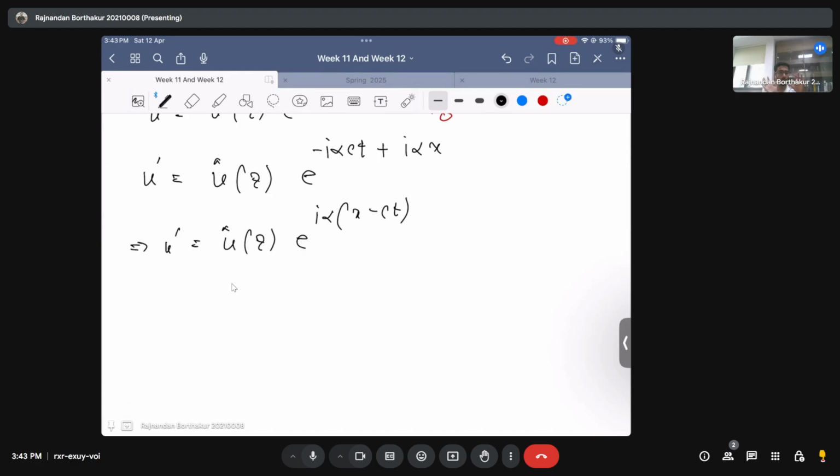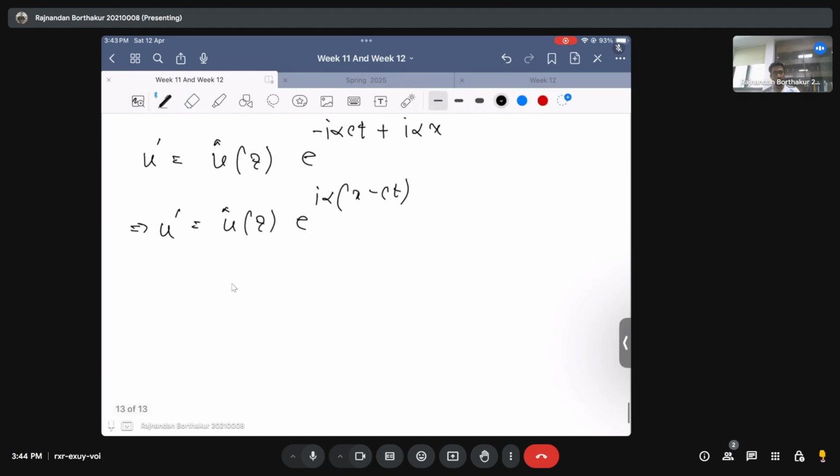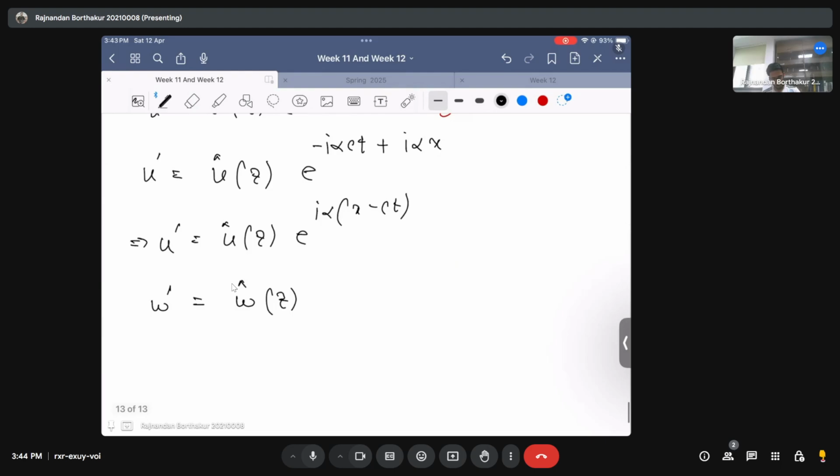Okay, so this is the reduced normal mode if I just consider the 2D problem. Okay, so this is u prime. Similarly, since I just need the z direction part of the variable, the w prime in the similar sense can be written as w hat of z e power I alpha x minus ct, and pressure p prime can be written as p hat of z e power I alpha x minus ct. Okay, all right, I hope this is clear at your end.